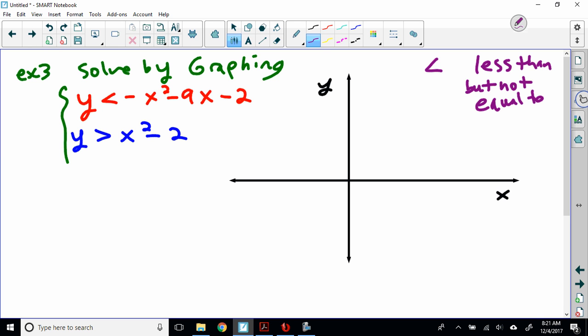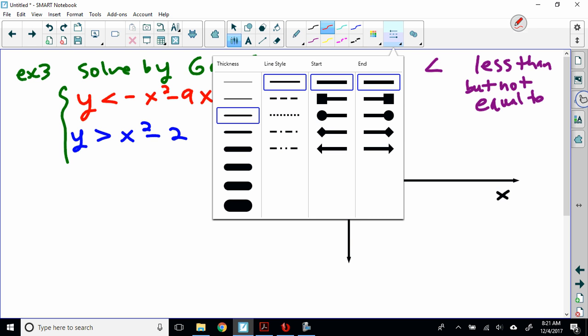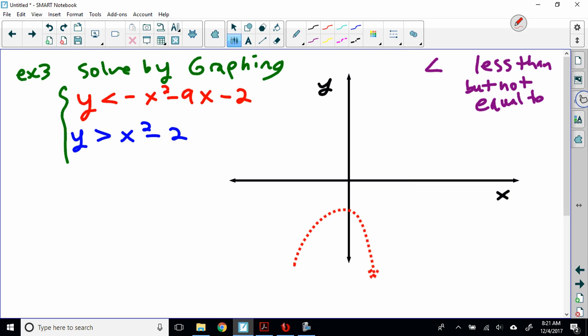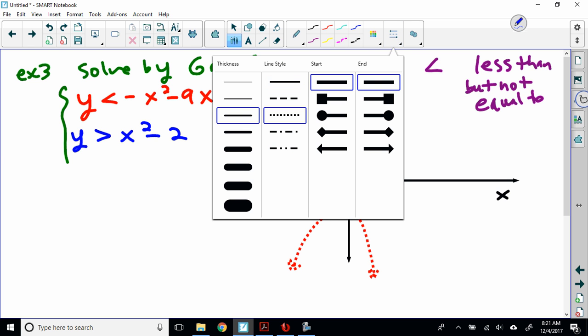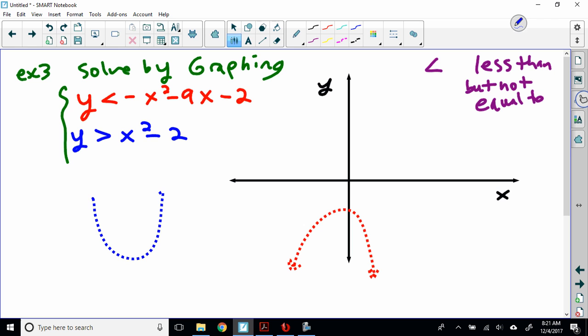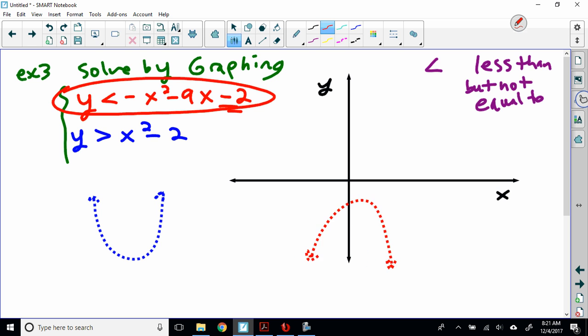Does that make sense? Okay, so when I go to graph these parabolas, like the red one that happens to open downward, I want to use something like this, right? And when I go to graph my blue one, same thing. It opens upward, and I want to have a broken line because y is not equal to. Okay, now I got to figure out where these things go, and if I look at the red one first of all, I see its y-intercept is negative 2. So maybe it's here, maybe it's here. I don't know.